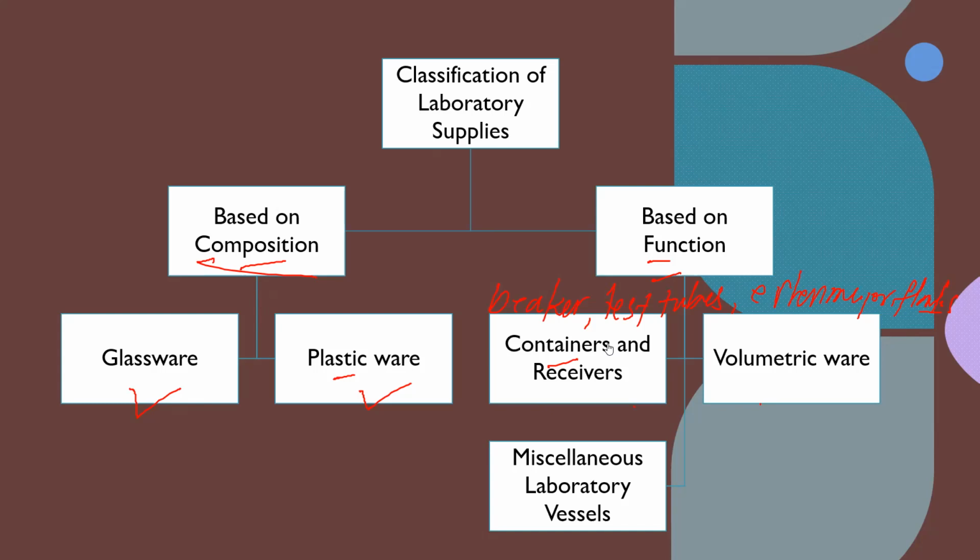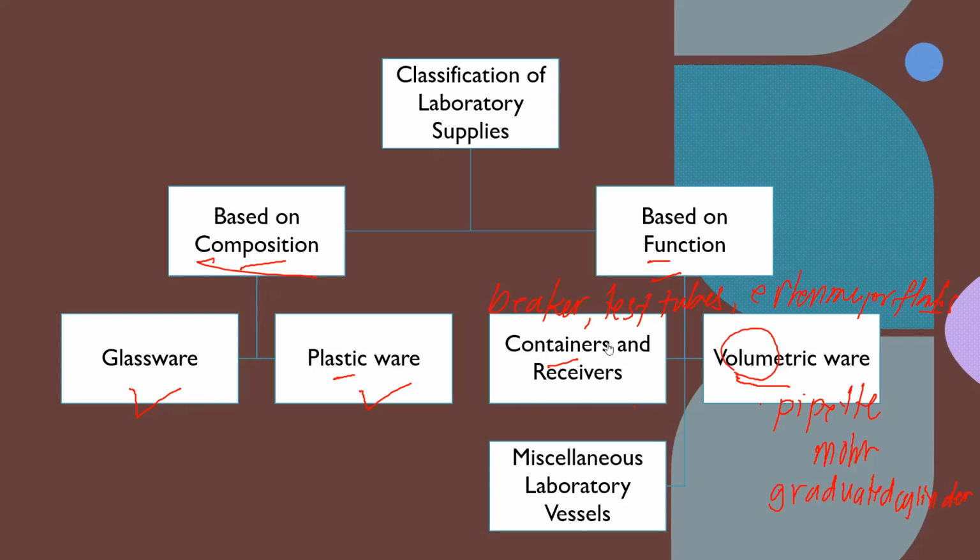What else? We also have what we call volumetric ware. From the word itself, volumetric, we use this for determining the volume of a particular liquid. For example, your pipettes, your Mohr pipette, and your graduated cylinder are some of the examples of volumetric ware that we can use to measure volume.